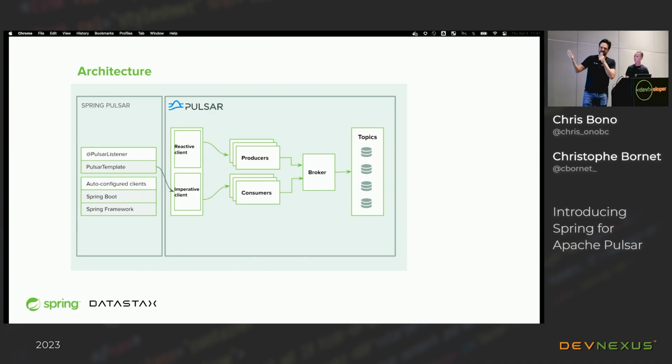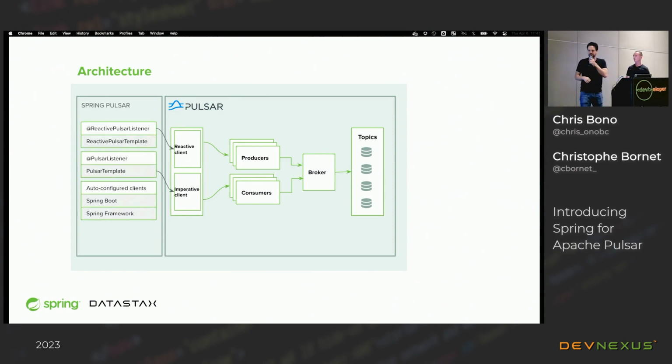And the Pulsar listener is an annotation that you put on a handler function, and it will automatically create a consumer and call the handling function each time there's a new message coming. We have counterparts for reactive, so of course the reactive Pulsar listener and the reactive Pulsar template. So the reactive Pulsar template will have APIs that use the reactive streams publisher.